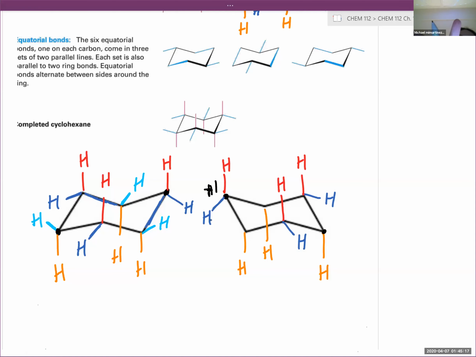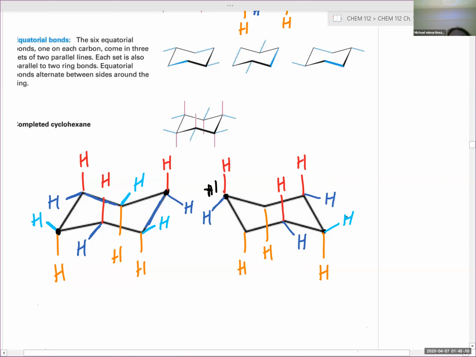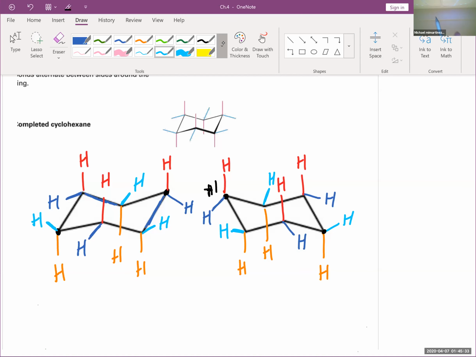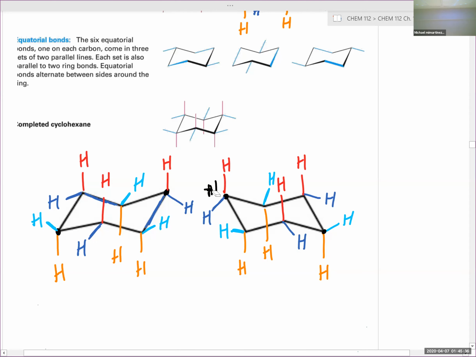Pointing down, and then we fill in our equatorial hydrogens pointing up. Perfect. So you should end up with something that looks a little bit like this. Now, one thing that I do want you to note is that when we have our carbon 1 and carbon 4 labeled in the following drawing, after a ring flip, carbon number 1 ends up here and carbon number 4 ends up here.